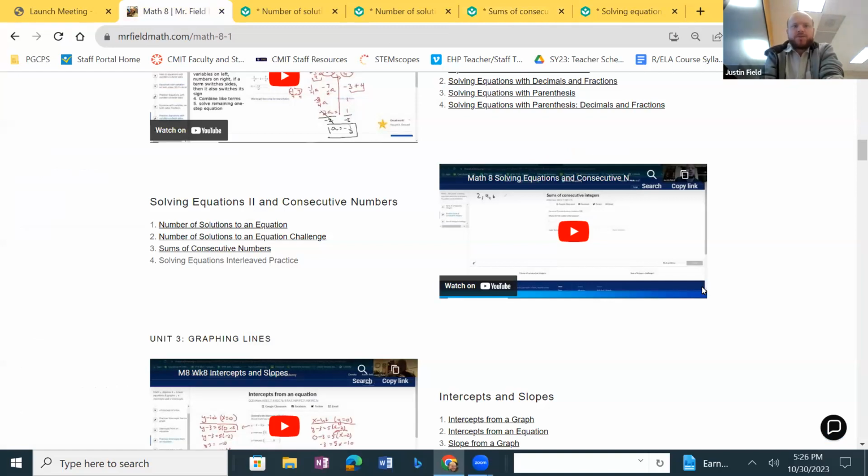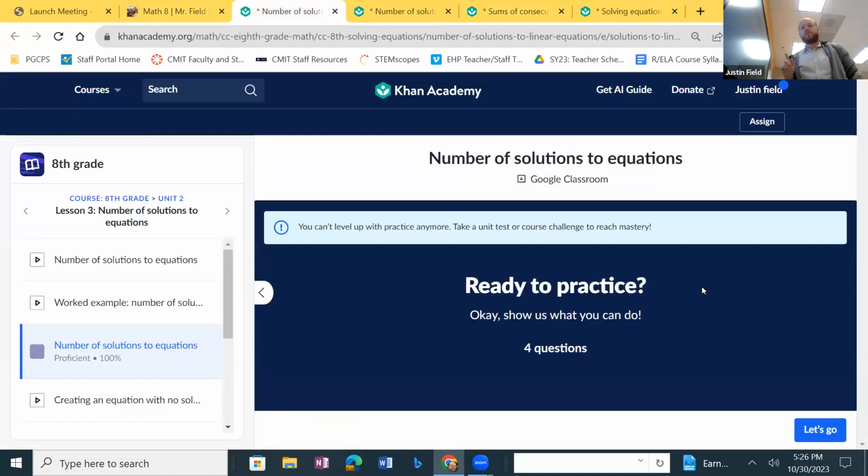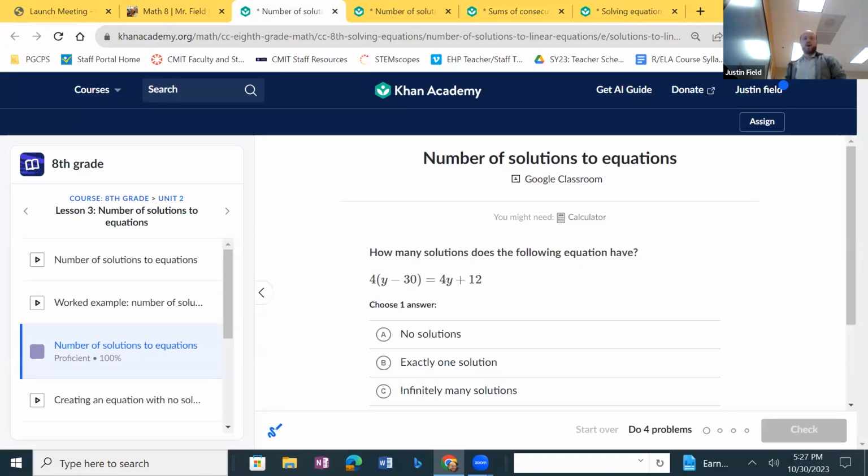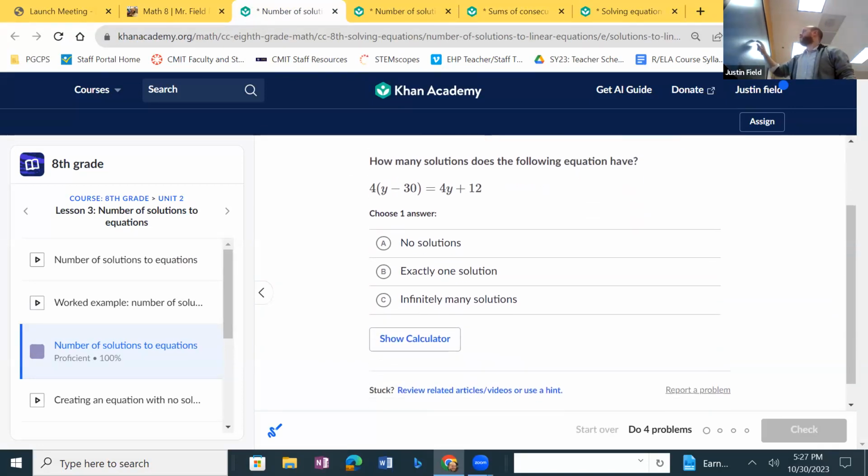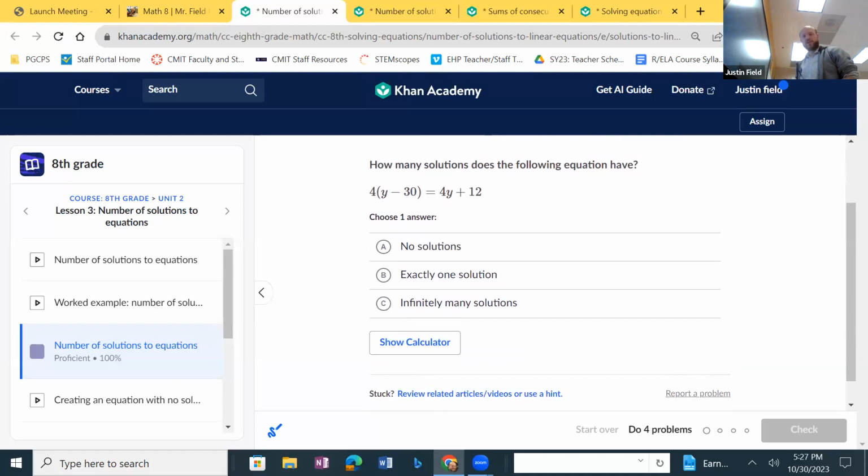We're gonna do number of solutions, the challenge, sum of consecutive numbers, and then I know I don't have a link there, but I'll show you what that solving equations interleaved practices. So get your pencil, your paper, and be ready. Take notes. Ready? We're just gonna do like first problem in each one, and this way I don't have to say the same things in class. Okay?